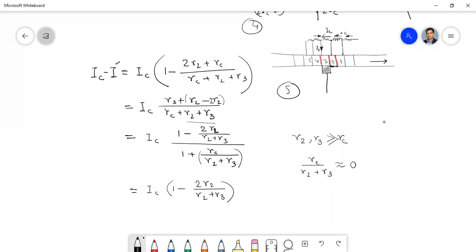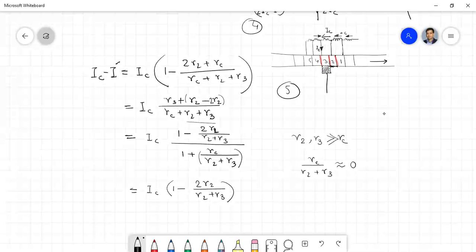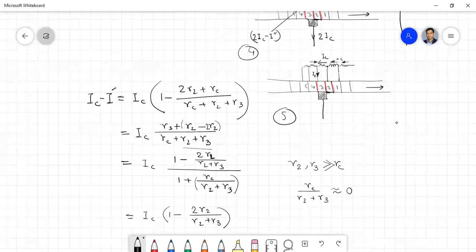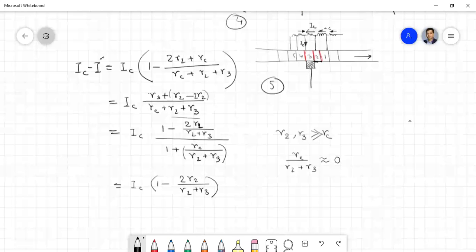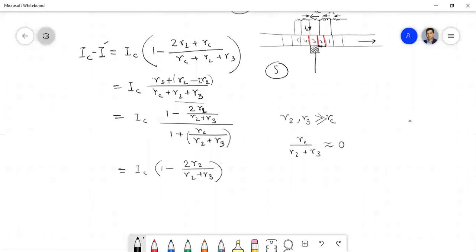Is that clear? Now you see the resistances R2 and R3, whether these two resistances are constant or variable. And what about this resistance RC? Whether that is constant or also variable. Any idea? Sir, R2, R3 are not constant. They depend on the RPM. Sir, R2 and R3 are inversely proportional to the area of contact of the brush with the commutator bar.